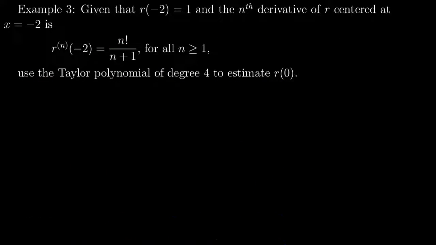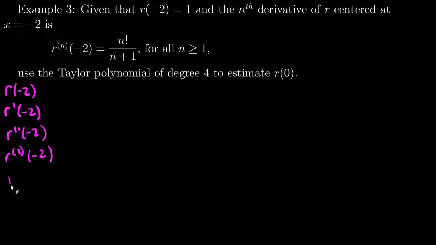Okay, last example. And that's one of these where we're given some type of function and a rule. I want to find the Taylor polynomial of degree 4 and estimate r of 0. So in here, I need to have r of negative 2. Yeah, I'll do it this way. I had the first derivative of negative 2, the second derivative of negative 2, the third derivative evaluated at negative 2, and the fourth derivative evaluated at negative 2. I'm told that r of negative 2 is 1.